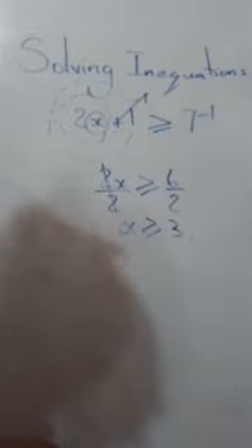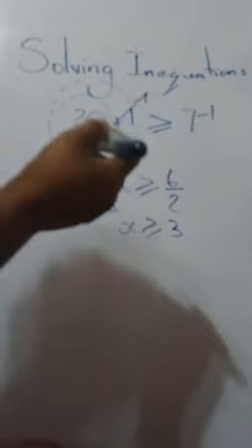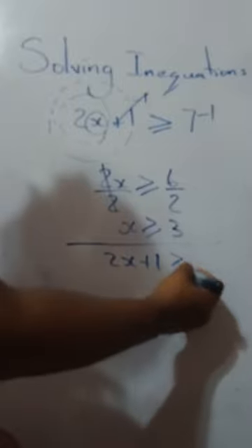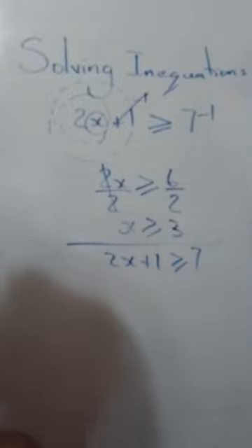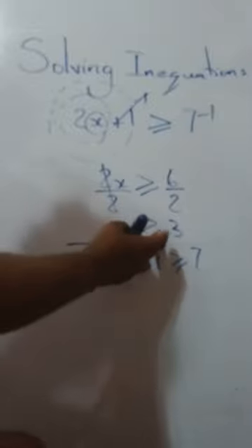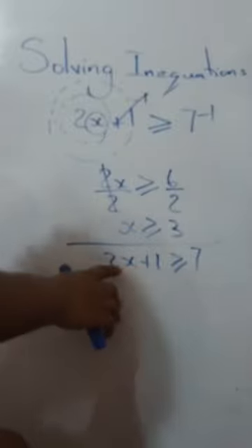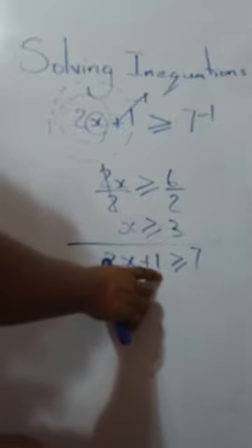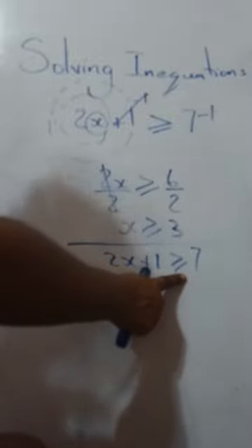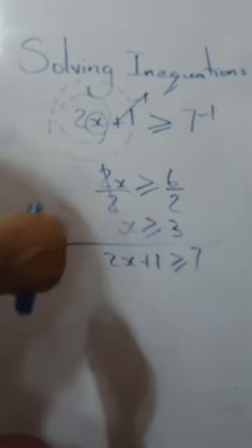Is that true, or will that value make the original statement true? The original statement was 2 times the value of x plus 1 should be greater than or equal to 7. So let's check to see. If we have solved to say that x is greater than or equal to 3, then we're going to check some values of x. x could be 3. So let's see if that makes the statement true. 2 times 3 is 6, and 6 plus 1 is 7. And 7 is equal to 7, so that makes the statement true.